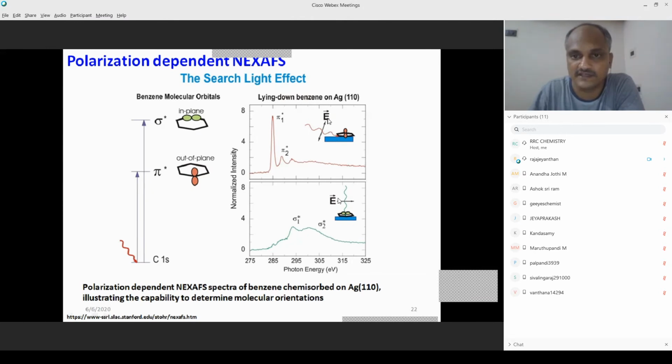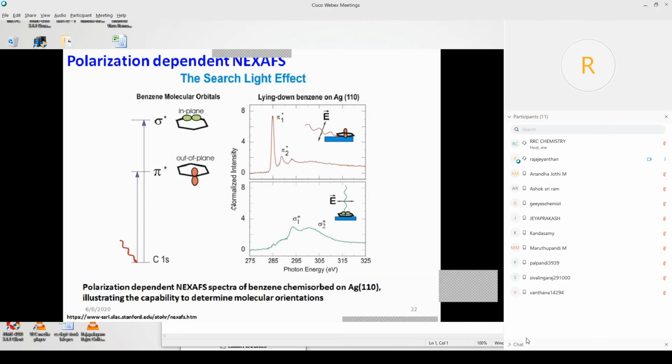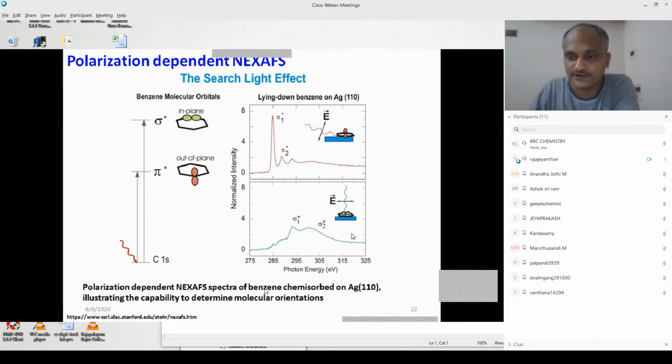The electric field vector of the X-ray will interact with the pi bond of this benzene, and you get only the spectrum related to pi bonding. There is no interaction of this electric field vector with the sigma bonding, so you don't get any sharp peaks related to sigma bonding. But when the same electric field vector lies parallel to the sigma bonding, then you get only the information relating to the sigma bonds, and this technique can be used to find out how the adsorbed molecules are adsorbed on the surface of the material.